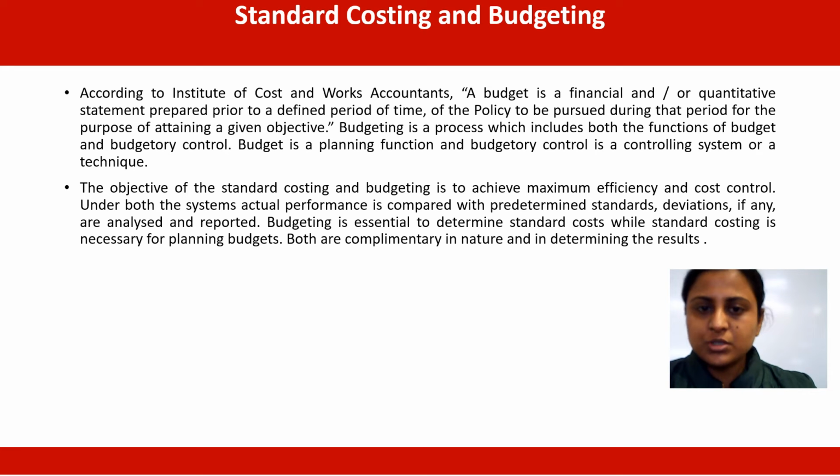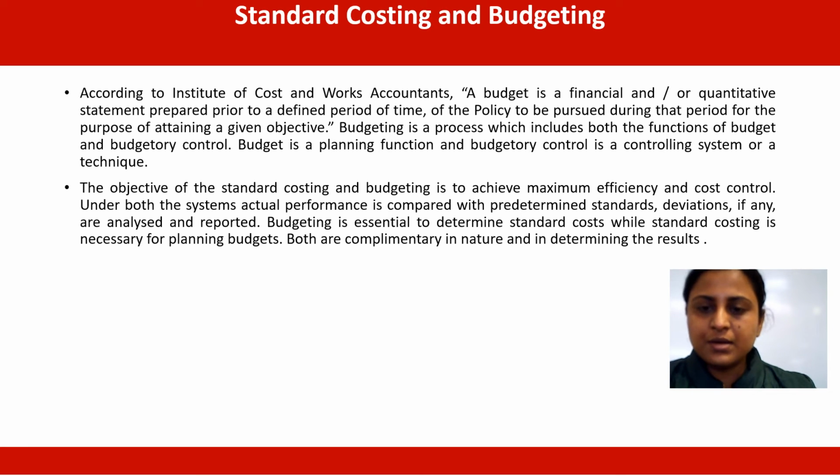Budget is an estimation and quantified plan of future activities to control and coordinate the uses of resources. So let's look at the definition of budget. A budget is a financial or a quantitative statement that is prepared for a period of time for the purpose of attaining a given objective. Budgeting is a process which includes both the functions of budget and budgetary control. So budget is a planning function and budgetary control is a controlling function.